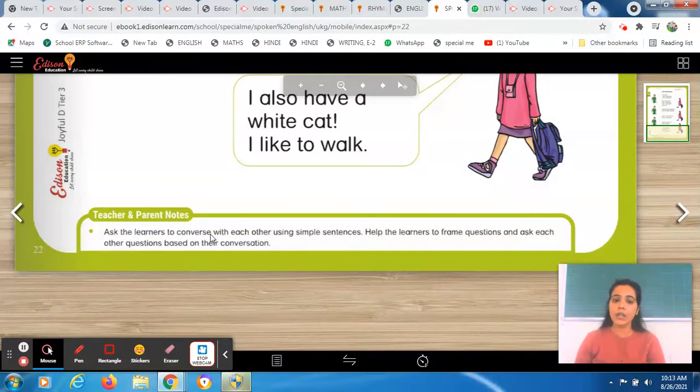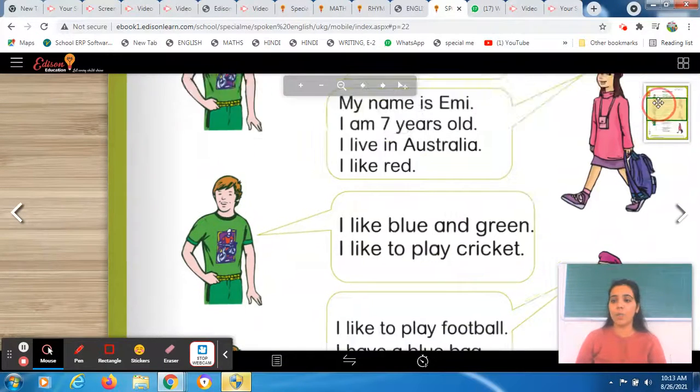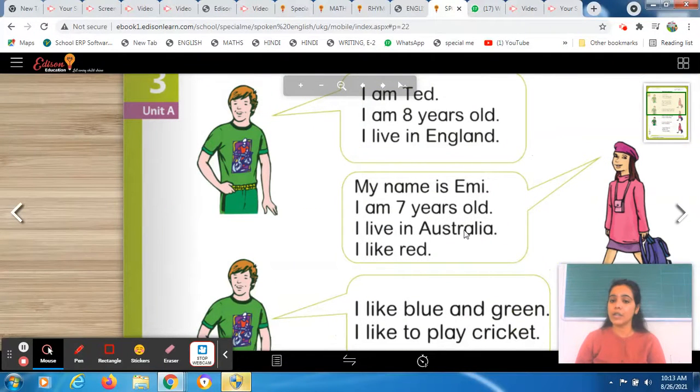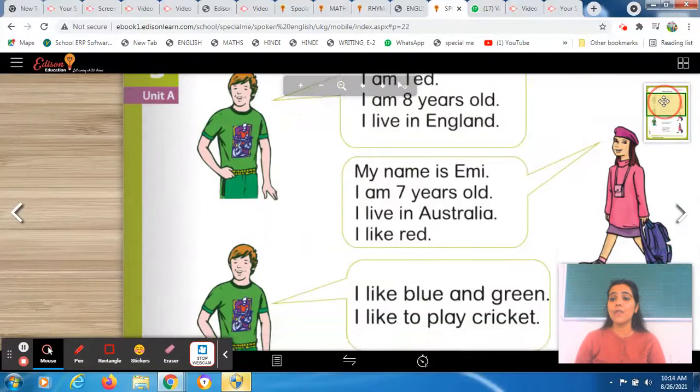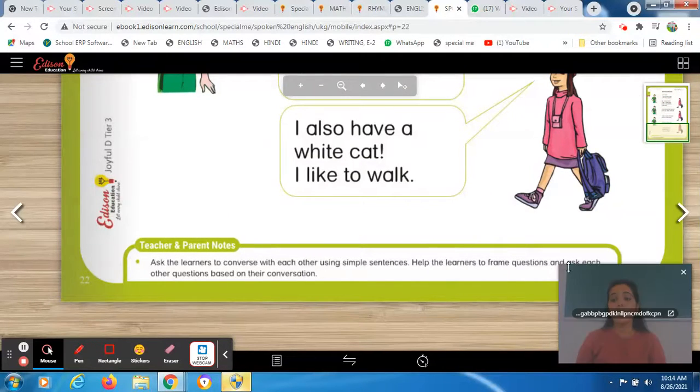So ask the learners to converse with each other using simple sentences. See, here we read that both the boy and the girl are conversing with each other in just simple sentences. Those sentences are very simple. So you also have to make a habit to converse with others using simple sentences just like that. This helps the learners to frame questions.